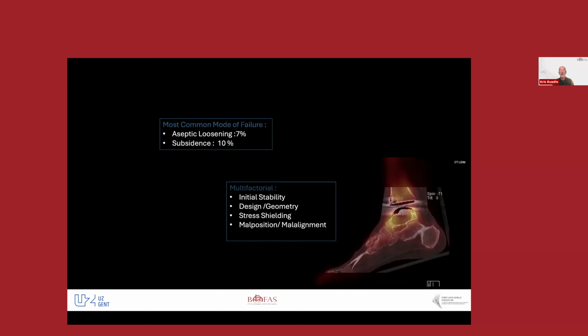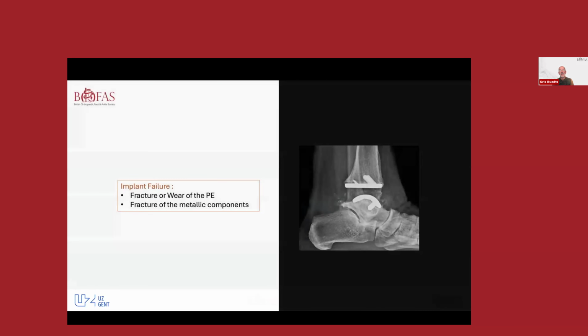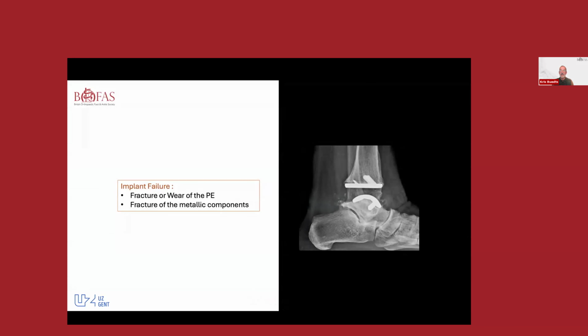There can be a design problem of your geometry. You can have stress shielding or malposition or malalignment of the implant. And at the end, if you have those problems, there is a 70% risk of reoperation. Is there a way that you can deal with it? I'll try to explain my experience, but first of all, sometimes we cannot deal with it.